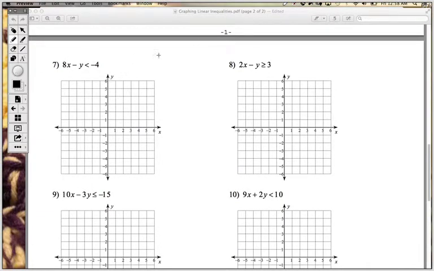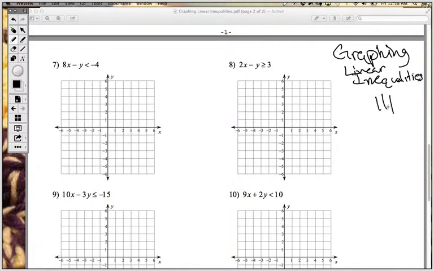All right, so we are looking at graphing linear inequalities, part 3 of 3. So we're going to wrap it up all here. All right, immediately you should notice something quite different.